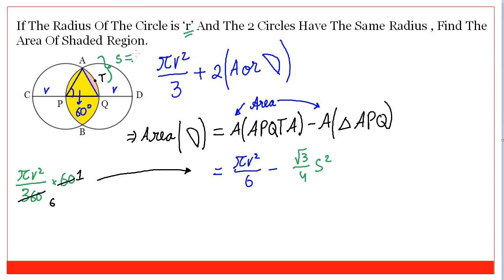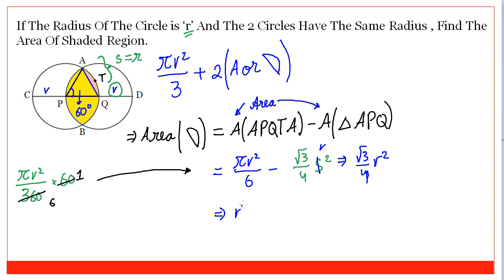So S equals πR in this case, because the radius is R. So we can say that S equals πR and the area equals √3/4 R². So now we simplify.